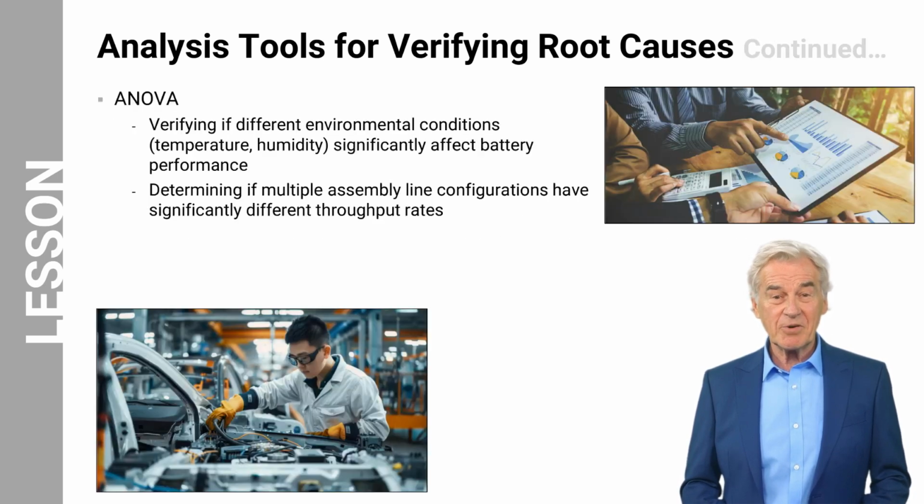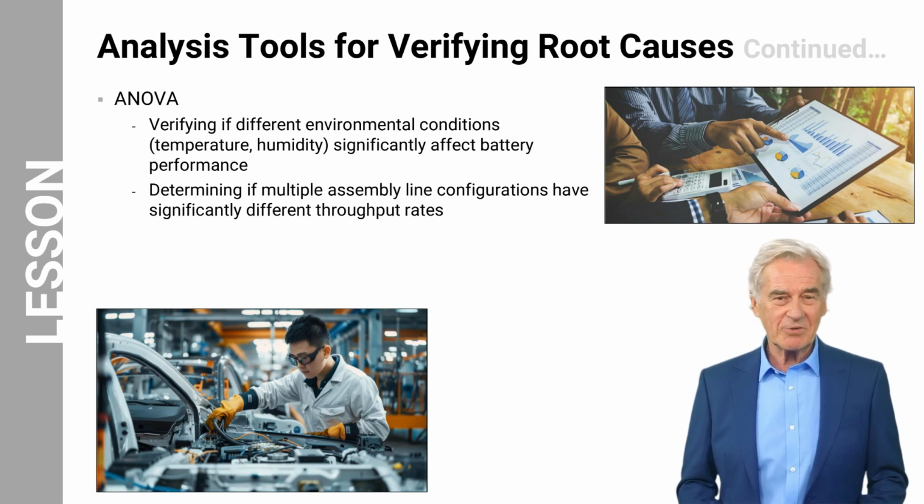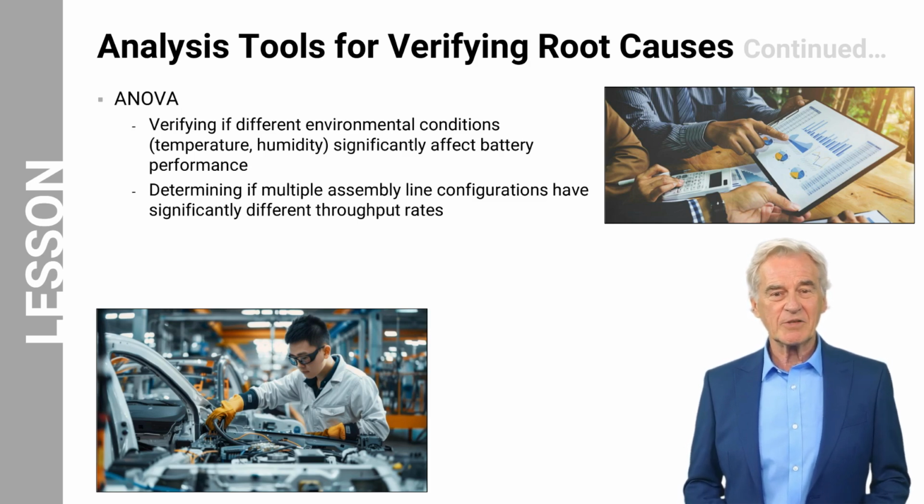Here are a few examples that aim to explain the significance of the analysis tools in an EV factory setting. ANOVA can be employed to verify if different environmental conditions, such as temperature and humidity, significantly affect battery performance, or to determine if multiple assembly line configurations have significantly different throughput rates.